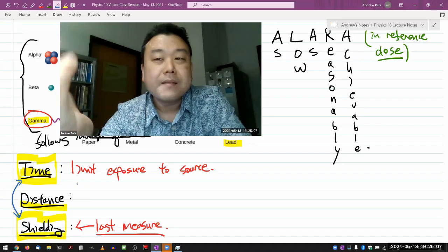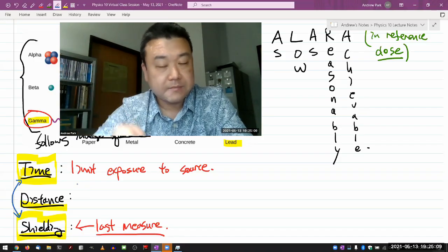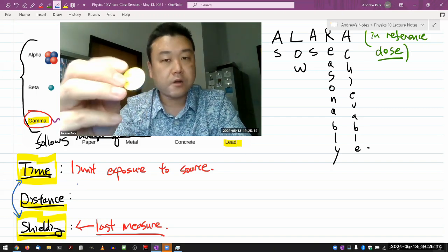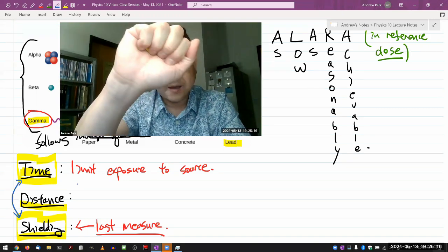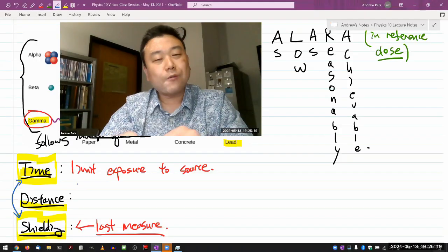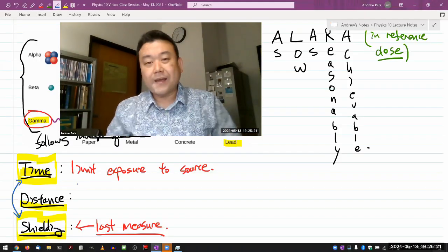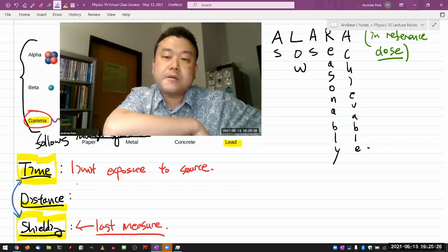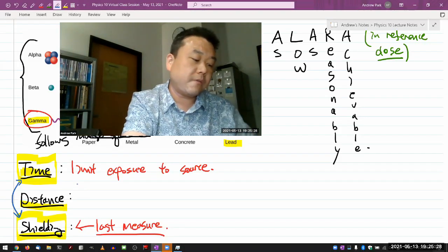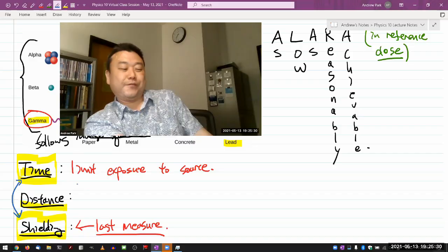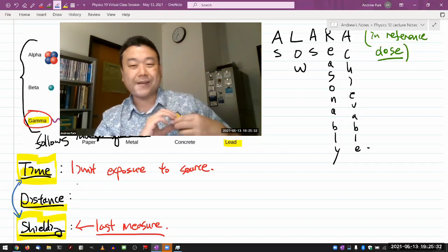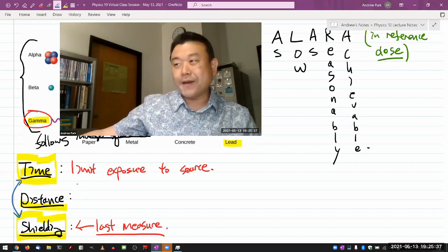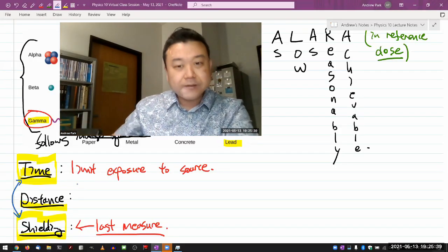Now, having said that, even though it's an exempt quantity and it's not going to cause me any harm, even if I hold it in my hand like this, I'm not going to walk around holding this in my pocket. That would be a stupid thing to do. Again, the principle is as low as reasonably achievable. It's unreasonable for me to walk around with this in my pocket. I have no reason to do that. It's reasonable for me to store this far away in a cabinet where I'm not near.